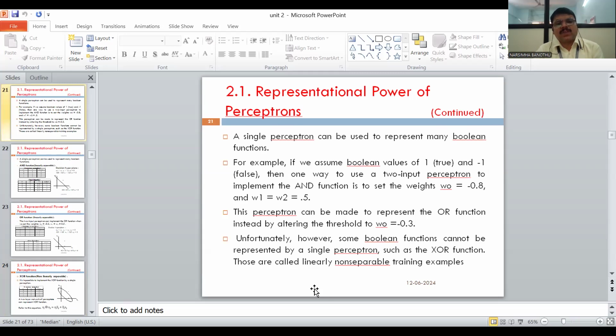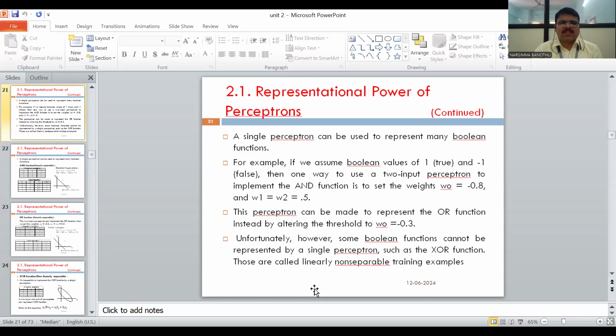A single perceptron can be used to represent many Boolean functions. For example, if we assume Boolean values of 1 is true and minus 1 is false, then one way to use a two-input perceptron to implement the AND function is to set the weight W0 equal to minus 0.8, and W1 equal to W2 equal to 0.5. So this perceptron can be made to define the OR.